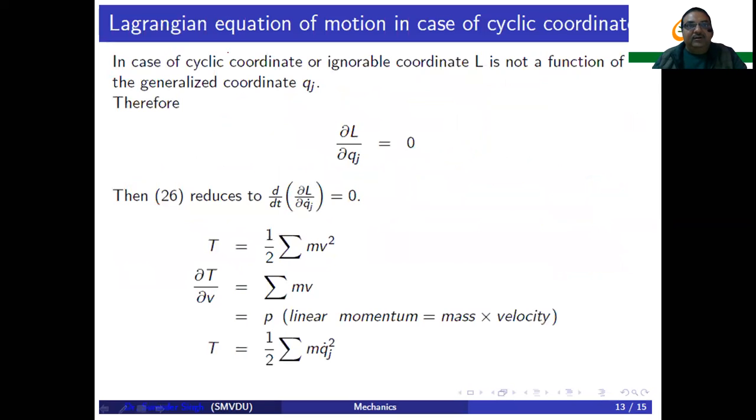Then we see the Lagrangian equation of motion in case of cyclic coordinates. In case of cyclic or ignorable coordinates, L is not a function of the generalized coordinate qj. That means del L by del qj will be equal to 0, because L is not depending on qj. Consequently, equation number 26, which we have seen in the last slide, becomes d by dt of del L by del qj dot equal to 0, right? Now you know the kinetic energy T is half of mass into velocity square, summed over all particles. If you take del T by del V, it is in fact mv, and mv is the total linear momentum, mass into velocity. This is one situation.